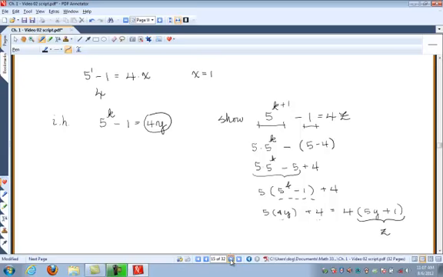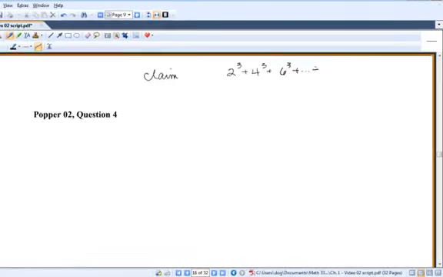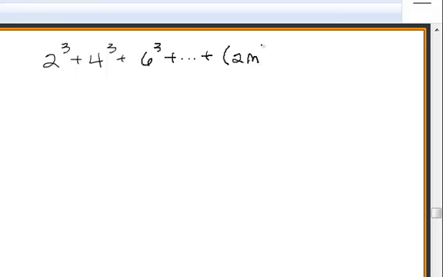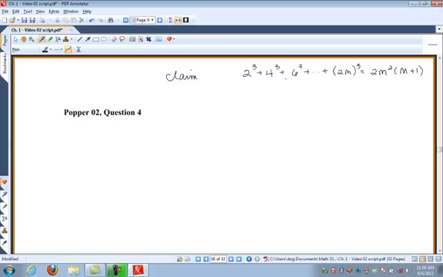Now let's look at Paper 2, question 4. I have a claim: 2 cubed plus 4 cubed plus 6 cubed plus up to 2n, even numbers cubed. When you add them up, a finite sequence, you get 2n squared times n plus 1. So on this side, I've got a finite sequence and I'm adding it up, and it's finite because it ends. And there's the formula for the addition.